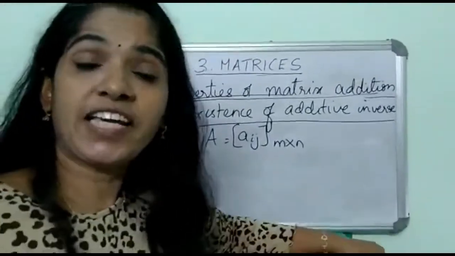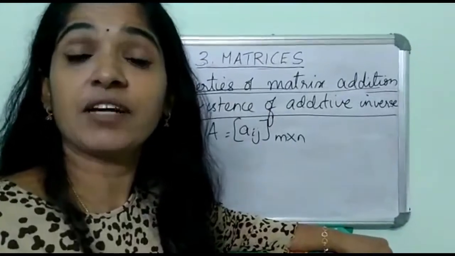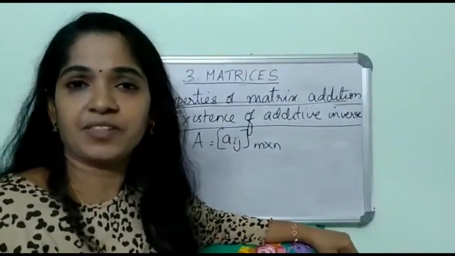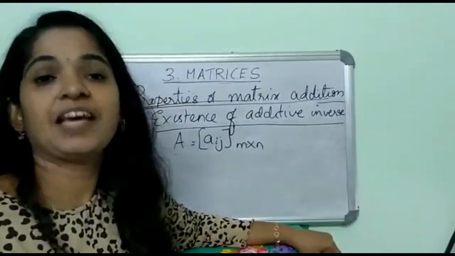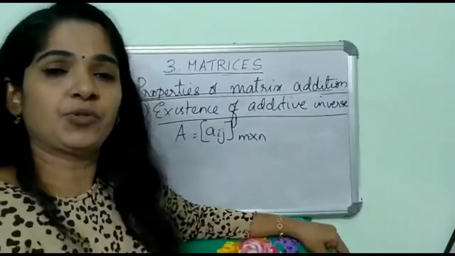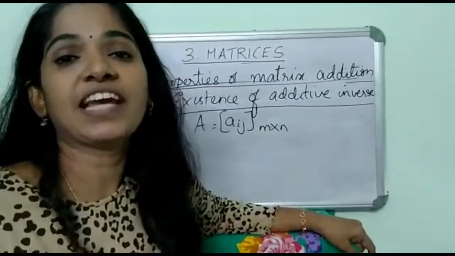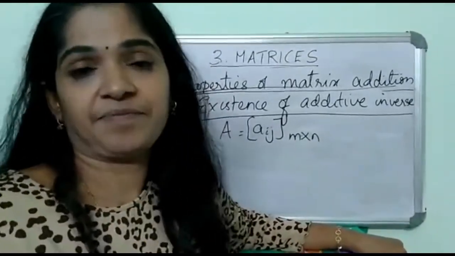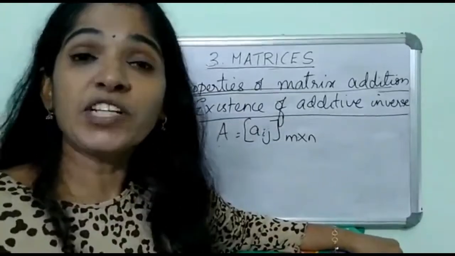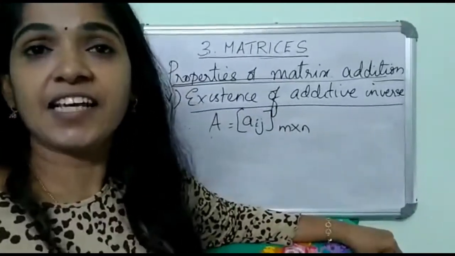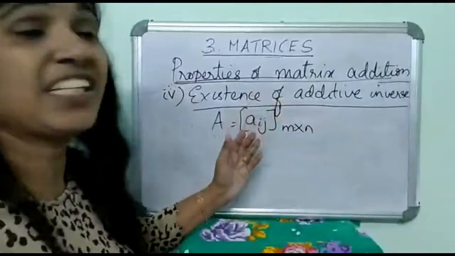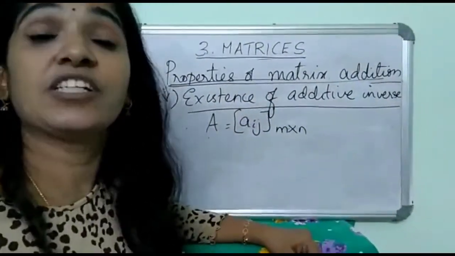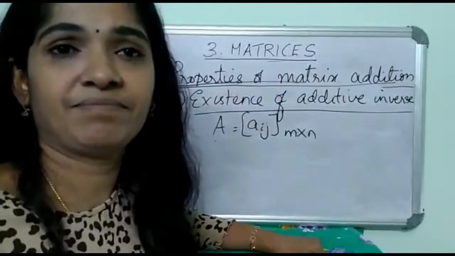Now, what is the additive inverse of the number 2? It is negative 2. Why is it so? Because negative 2, when added to 2, gives 0 as the answer, which is the additive identity. So, which will be the other matrix which, when added to this A, gives the additive identity, or the 0 matrix, as the sum?